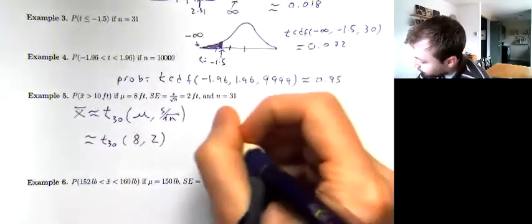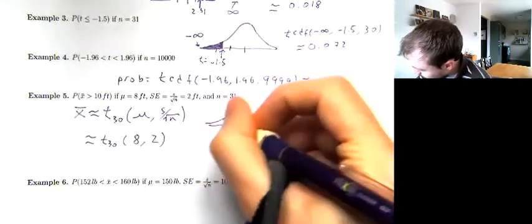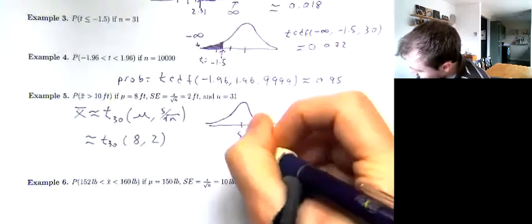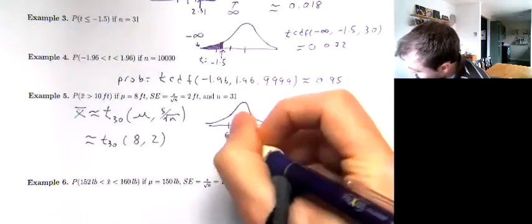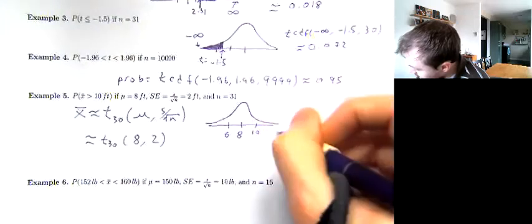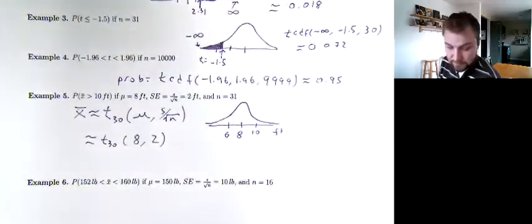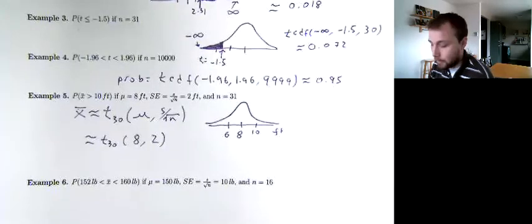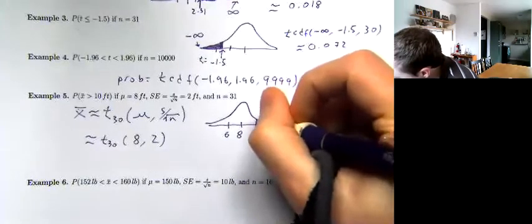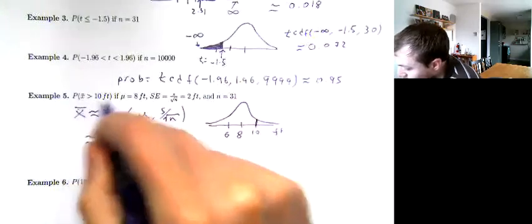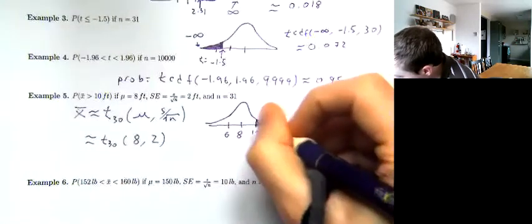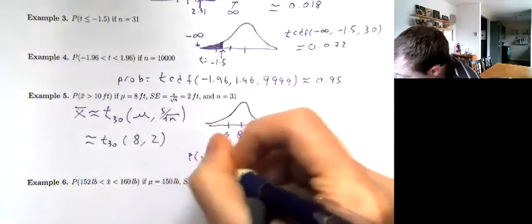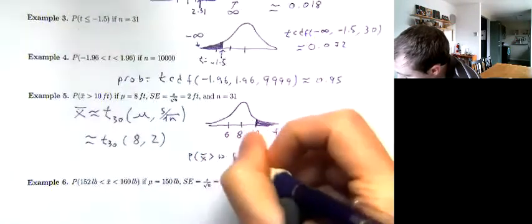So if I draw the picture, 8 is my center. I'm counting by 2. The units here are feet, so I'll write them down at least one spot in the problem, so that way the reader knows that I know. And we're looking at 10 feet or more. So I want the probability of 10 or higher.